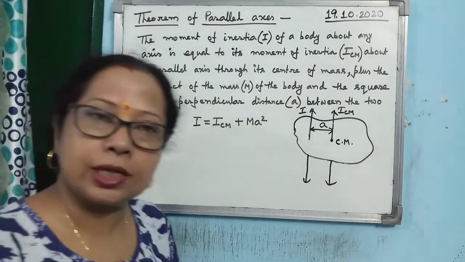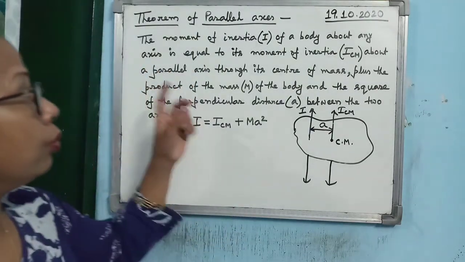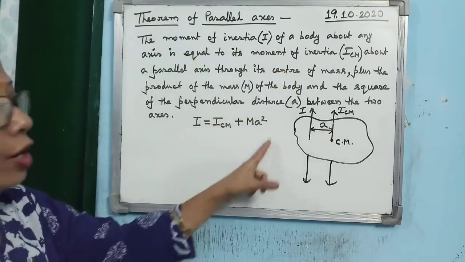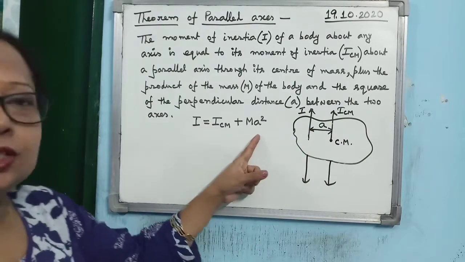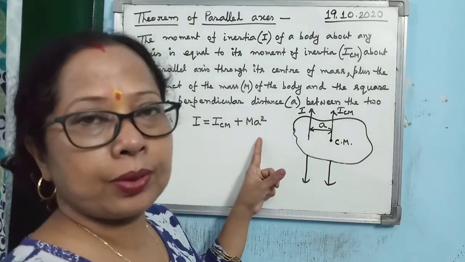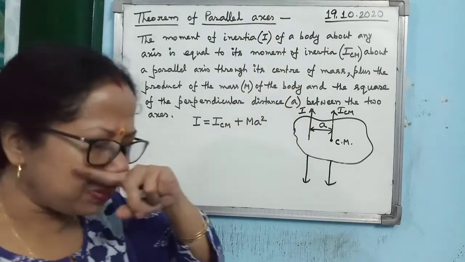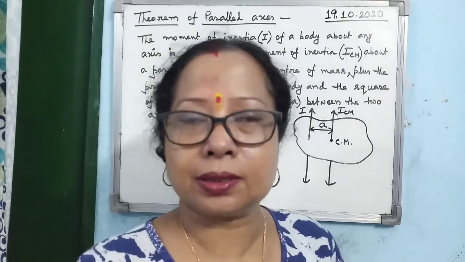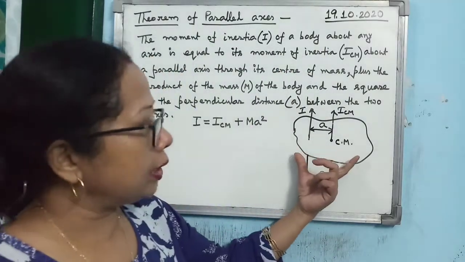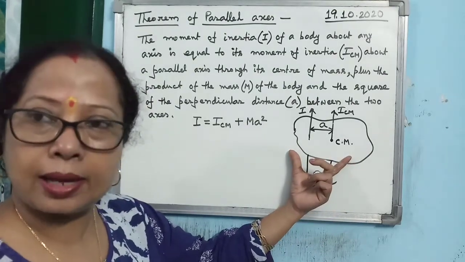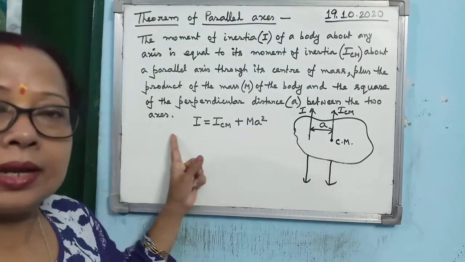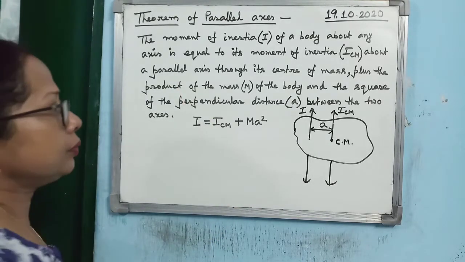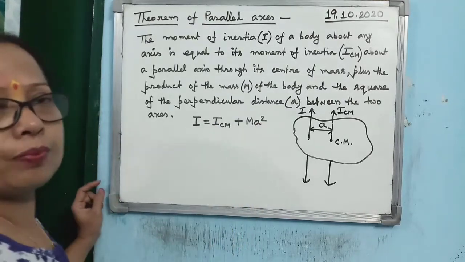Now here there is a suggestion: those who are unable to write down the statement of the theorem of parallel axis, at least draw the diagram and write down the relation. Then also you will get marks. Sometimes some of you, even those who are very much interested in studies, are unable to write the statement. In that case, what you have to do? Draw the diagram showing everything properly and then write down the equivalent mathematical expression for the theorem of parallel axis. Okay. Now, we have to prove this theorem of parallel axis.